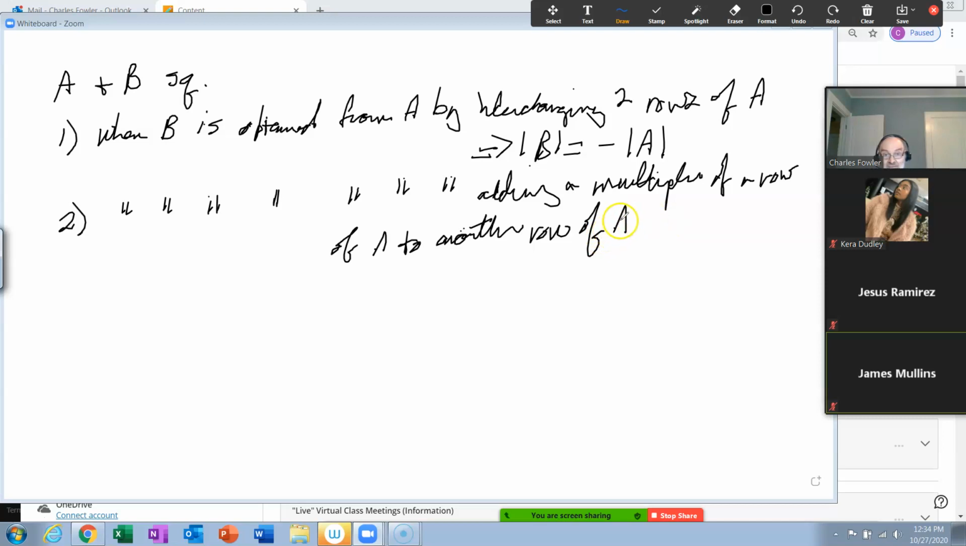Okay, when you do that, the determinant of B is exactly the same as the determinant of A. That's the good news. Oops, only need one bar there.